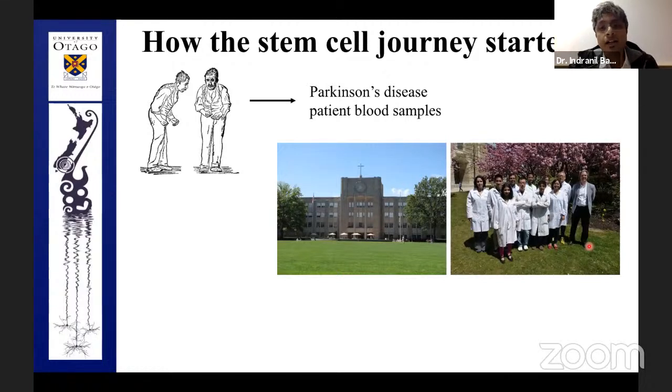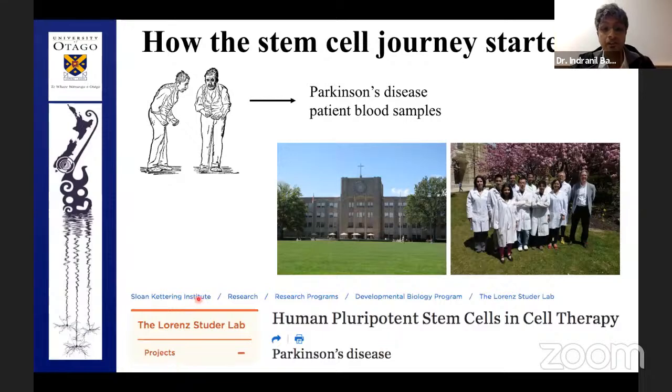Now, one fine morning, I was doing some experiments and I ran out of samples, and I went to Simon's office and said, hey, Simon, I need some more samples. And Simon was like, Indranil, these are Parkinson's disease samples, you don't get them every day. You don't get them in liters. You get only a few microliters. So that started making me think about what we can do to get away from this limitation. And it was around that time that I got to know another professor from Sloan Kettering Institute in Manhattan in New York, Dr. Lawrence Tudor, who was using human induced pluripotent stem cells in cell therapy.